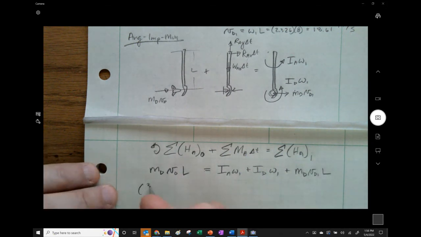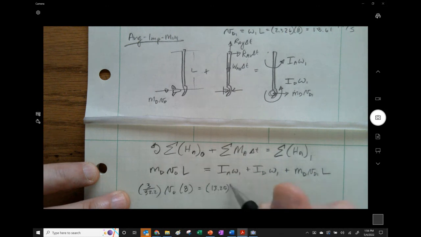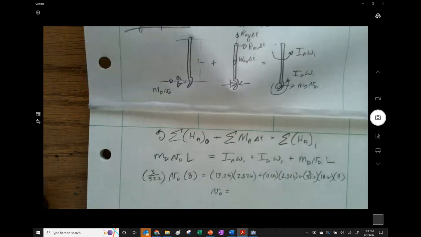So let's see. 3 divided by 32.2. VO is what we're trying to get. The length is 8. IA was 13.25. Omega 1 was 2.326 plus 0.01 times 2.326, and then 3 divided by 32.2. VD1 we said was 18.61, and the length was 8. So we're going to try to get that.